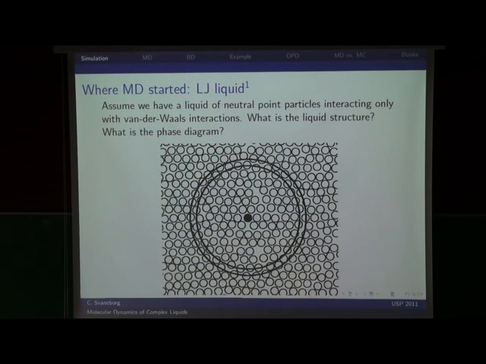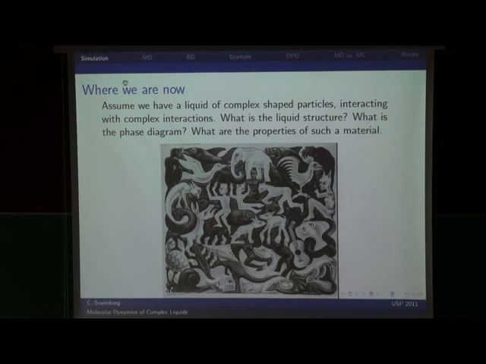Where are we now? Well, this is a cartoon of where we are. Now we have very complex shaped particles. They are interacting with very complex interactions. But again, we want to know what is the liquid structure of complex particles and complex interactions. What is the phase diagram of these materials if you change pressure, temperature, and so on?